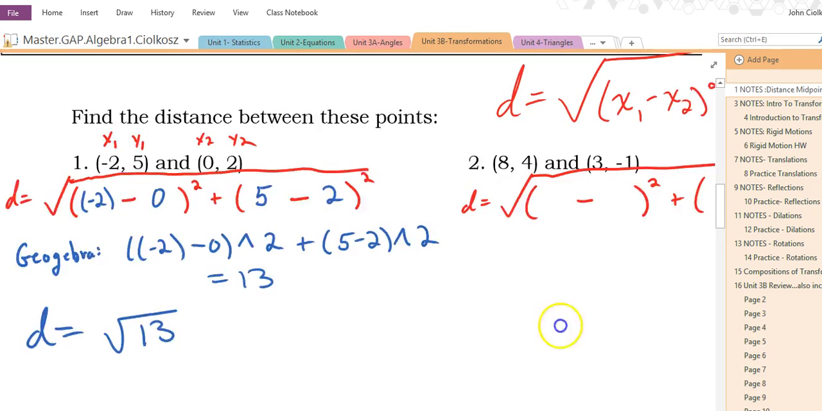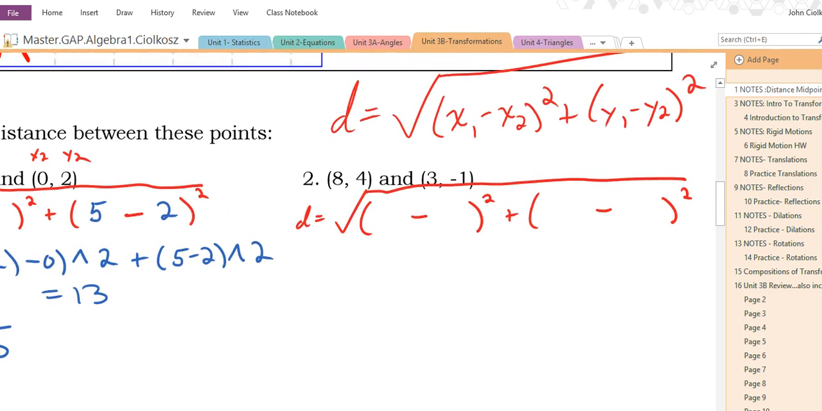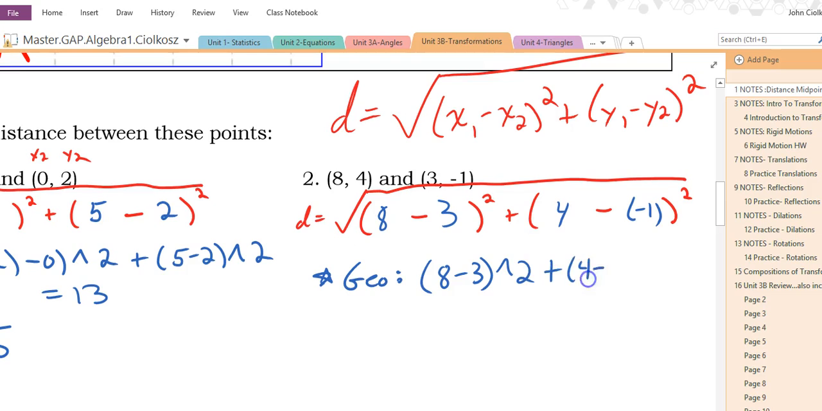Moving over here. So filling in x1 minus x2, this one's positive, so I can just leave it. y1 minus y2, it's a negative 1, so it gets its own parentheses. So here, in our GeoGebra, or calculator, and what we'll get is 50. So our answer here for the distance is the square root of 50.